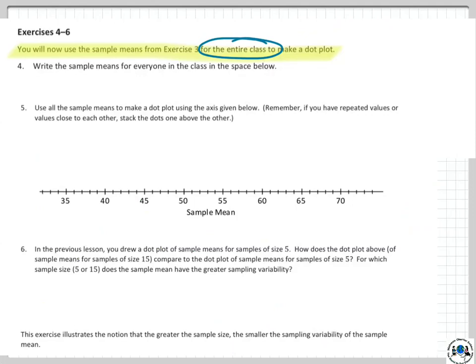We could have done it here. I could plot mine right now. So 58, 55, 56, 58. Mine is going to be about right here. And again, if they were close, we would just have them stacked on top of each other.